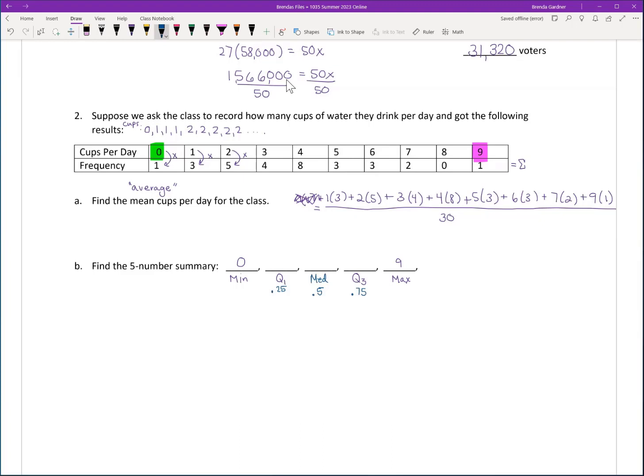So what I'm going to do is take 0.25 times the frequency. Okay. And I'm going to do that for each of the Q1, the median, and Q3, or how many people did I ask? Okay, which would be 30. So for Q1, I'm going to take 0.25 and multiply it by 30.